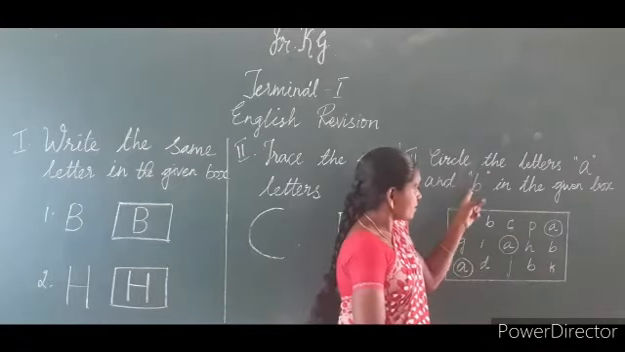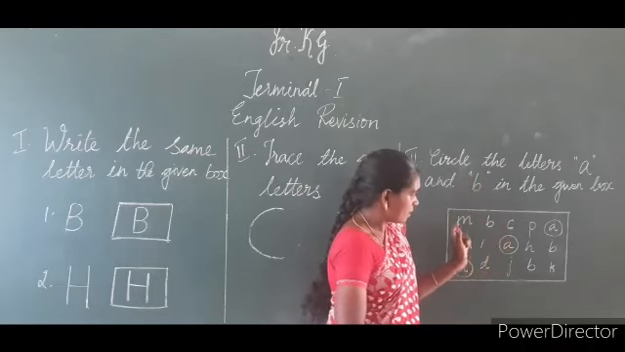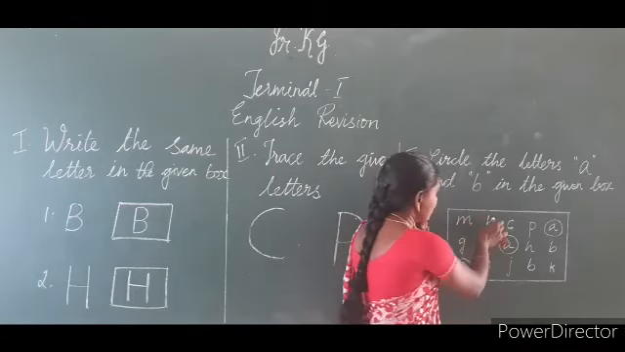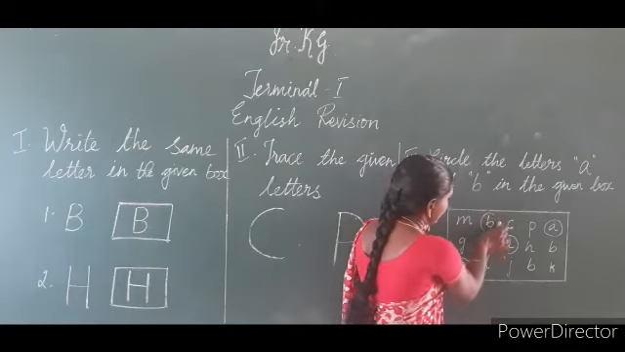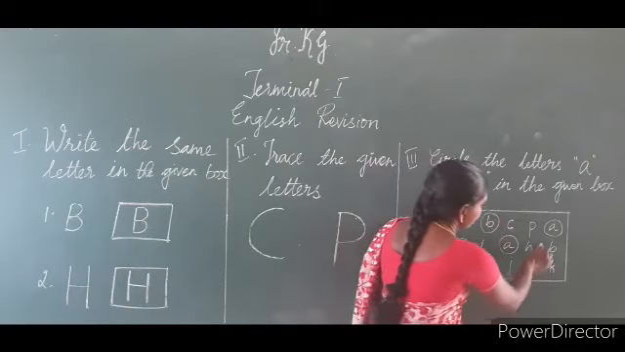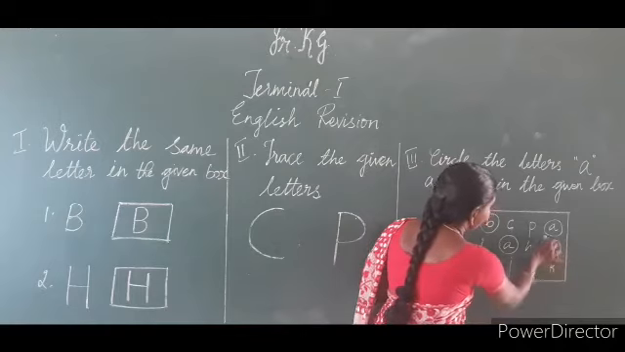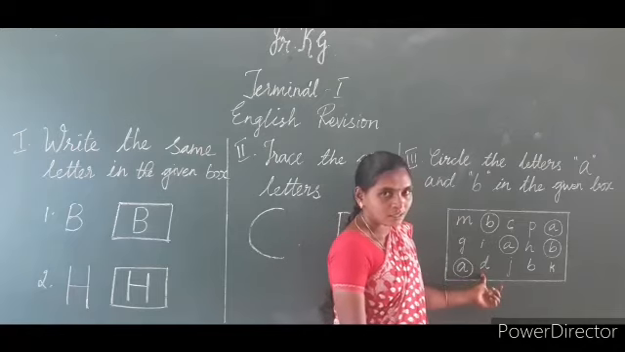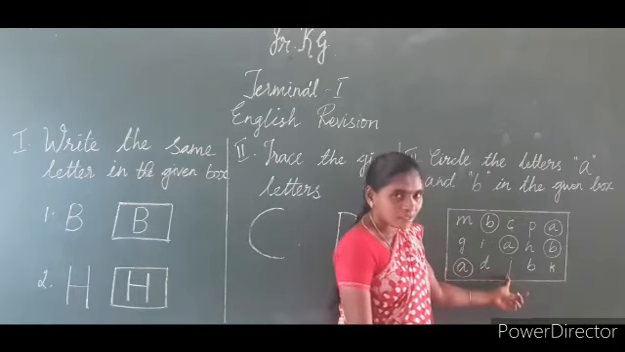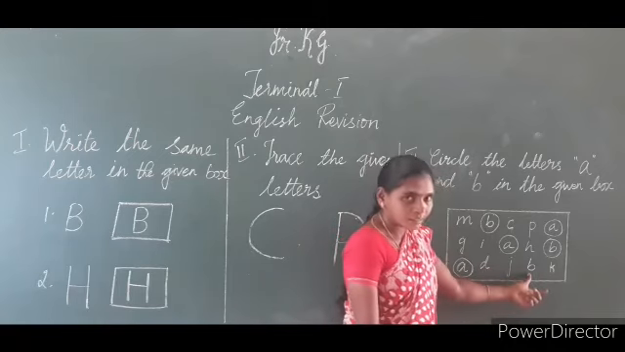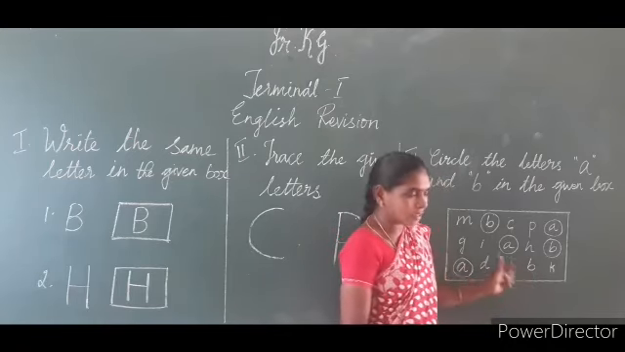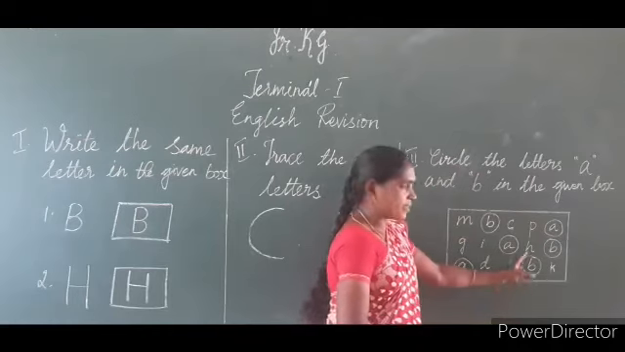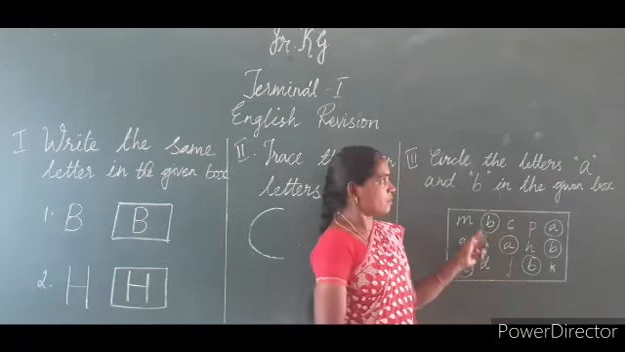Then the next letter is B. Shall we pick B and circle it? Where is B? Is this B? No. Is this B? Yes. Shall we circle it? Like this you have to circle. Where else is B present in the box? Here is one B, and another one. Is this B? What letter is this? This is D. Then what is this? This is J. This letter is B. Shall we circle it? Like this only you have to circle the letters which are given here.